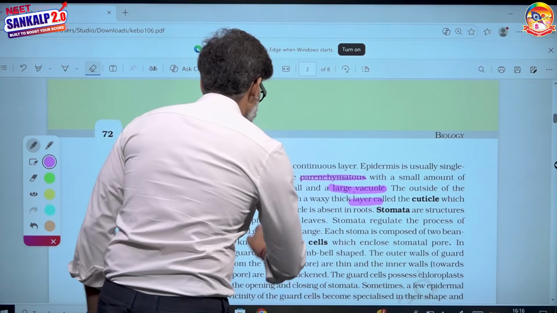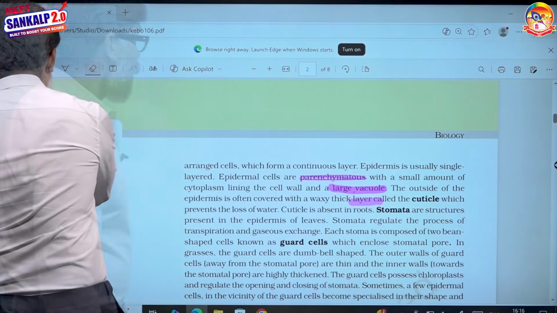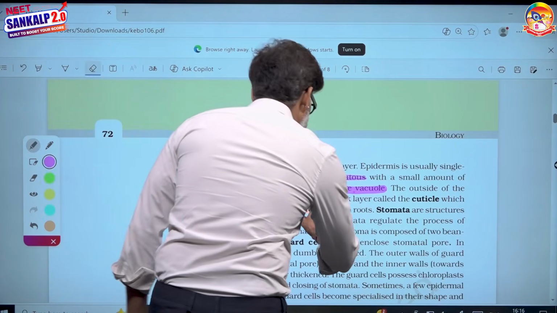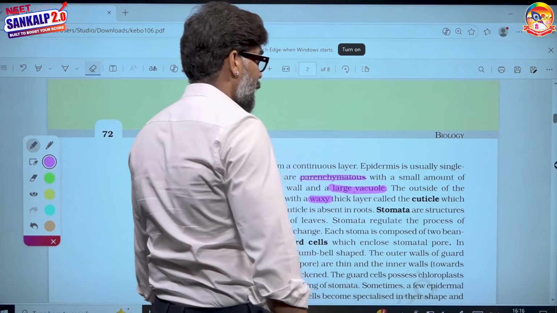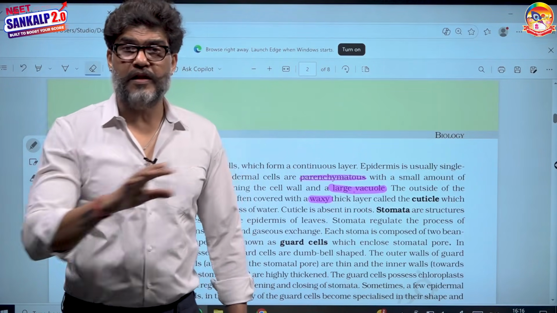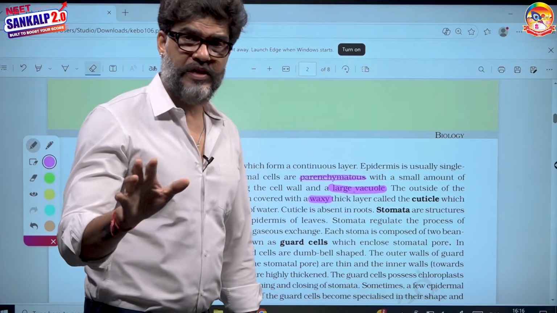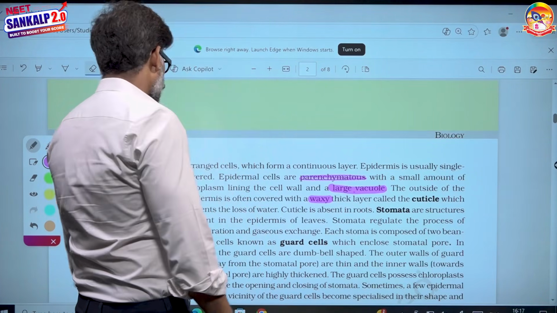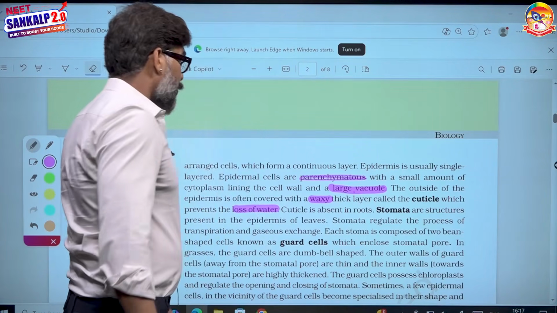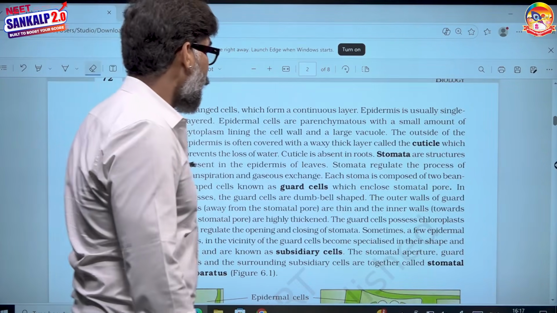The presence of a large vacuole is also one of the characteristic features of these cells. The outside of the epidermis is often covered with a thick waxy covering, and that is called cuticle. Remember, cuticle is not present in underground plant parts. Means cuticle we can observe only on stem and leaves. It prevents the loss of water. Cuticle is also absent in the roots, as I mentioned earlier.